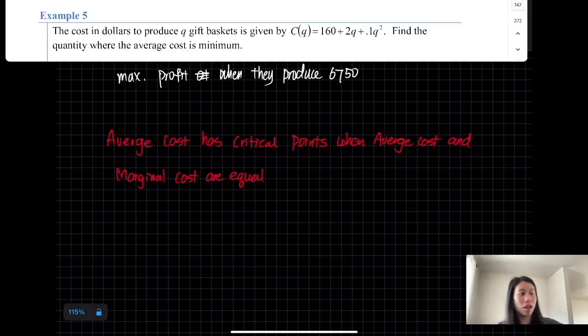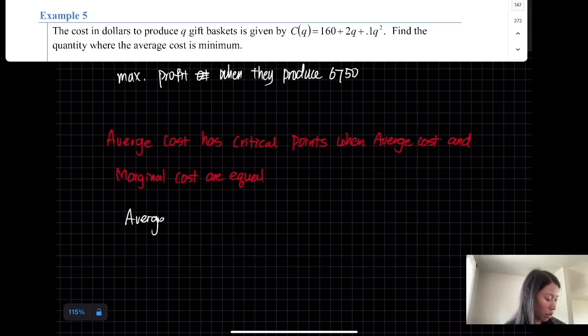So now I'm going to show you an example. Here we are. The cost in dollars to produce Q gift baskets is given by this, and then find the quantity where the average cost is minimum. So when the average cost and the marginal cost are equal, then we will have the critical point, which is a minimum.